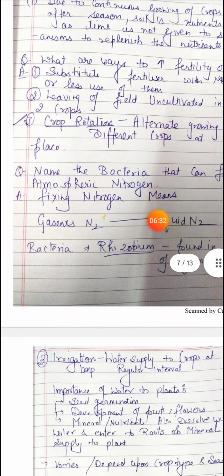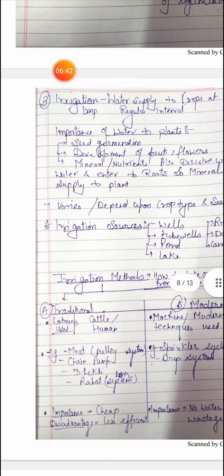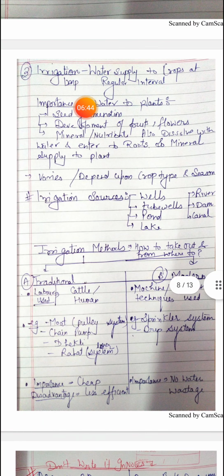Now the next step is irrigation. What is irrigation? Irrigation is a method or a step in which we are supplying water to the crop at a regular interval. Like every day in the morning, then evening. So that is regular interval.